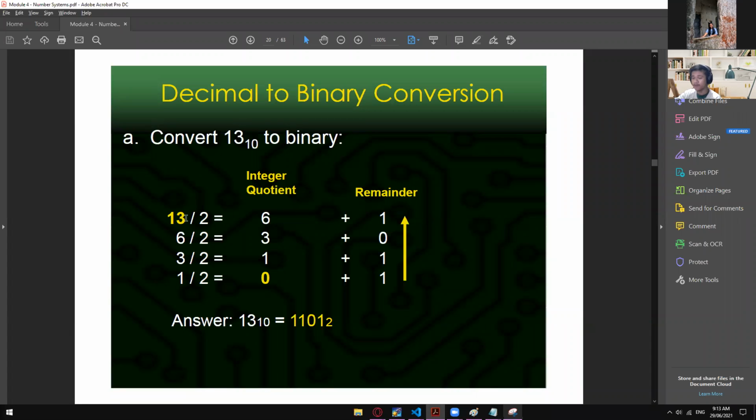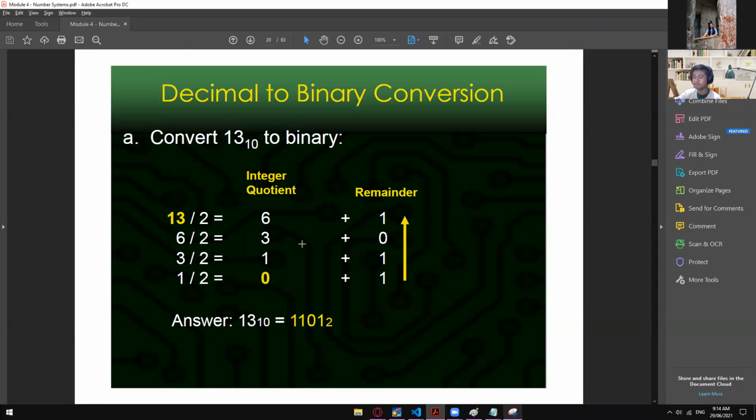So just divide this 13 right here by 2, and then separate the results into two parts. The first one is the integer quotient, and the second one is the remainder. So 13 divided by 2 is 6, remainder 1. After that, get this 6, put it right here, and divide it by 2 again. 6 divided by 2 is 3, remainder 0. Then get this integer quotient again, and 3 divided by 2 is 1, remainder 1.